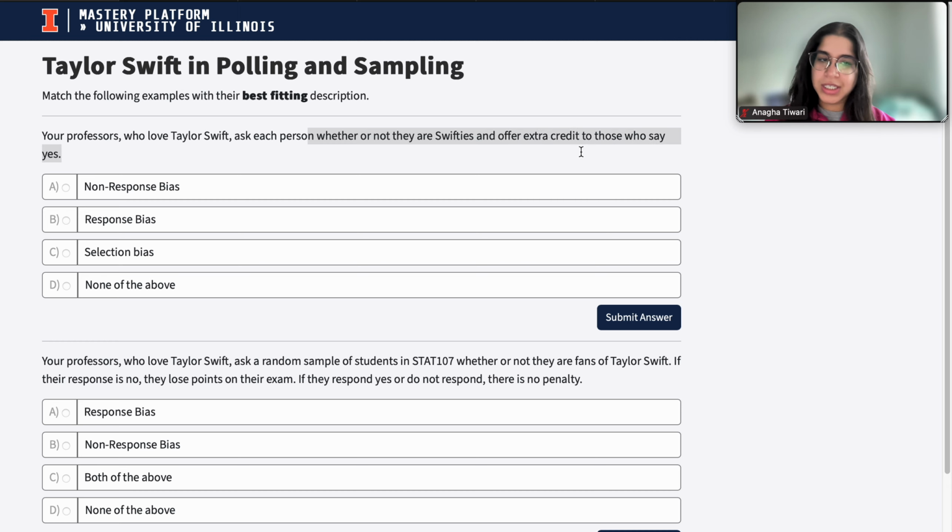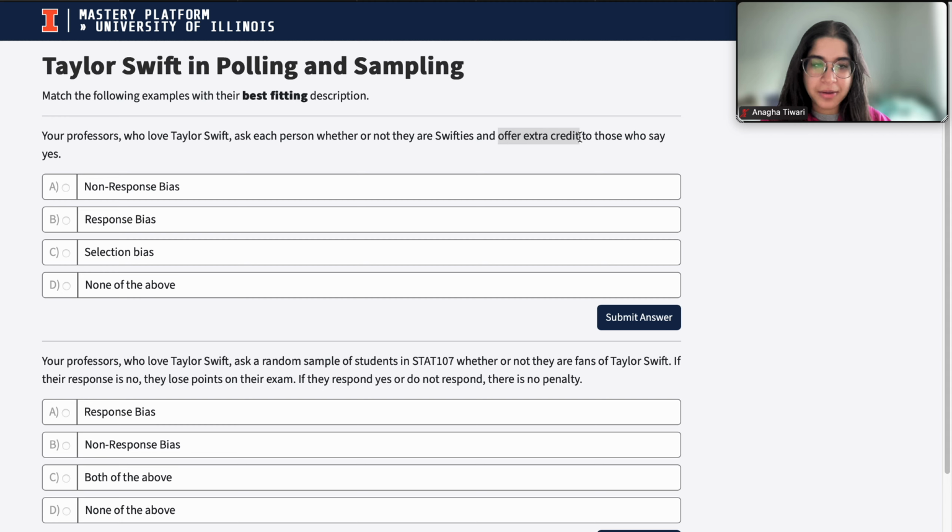It says the professors offered extra credit to those who say yes, right? So even if I'm not a Taylor Swift fan, I'm more inclined to say yes, because as a student, a lot of students want extra credit, right? I would want extra credit too. So this is going to affect my response, right? This is going to affect a lot of people's response because of this extra incentive to say a particular answer.